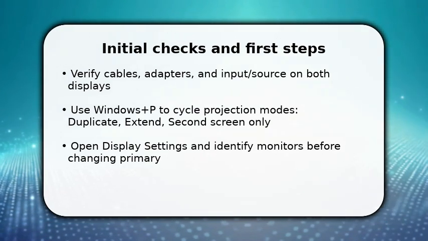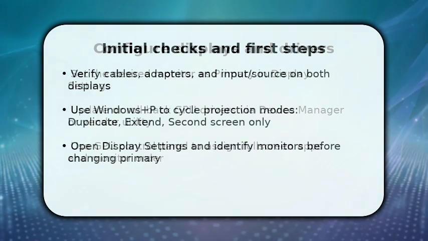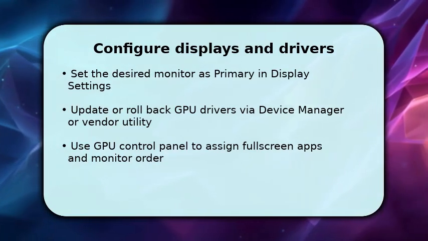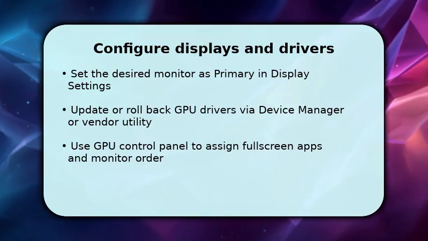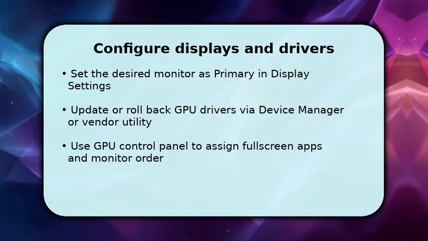You now adjust software configuration to restore the intended primary display. In Display Settings, choose the screen you want and check, Make this my main display. Rearrange monitors by drag and drop so cursor flow matches physical layout.